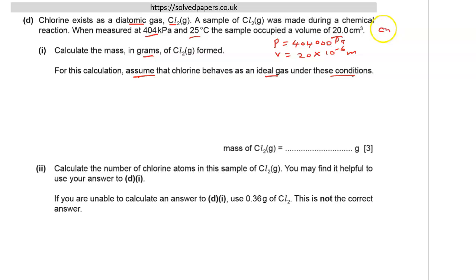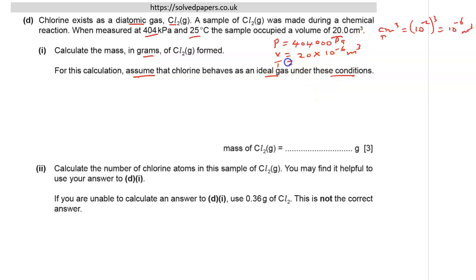Of course, centimeters cubed, this is the same. Centi is 10 raised to power minus 2. But since it is cubed, you cube it. So this is going to be 10 raised to power minus 6. All right, meters cubed. So that is meters cubed right there.